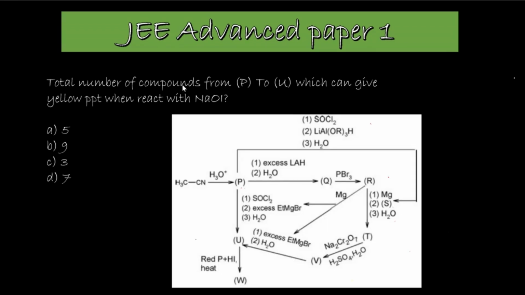Let's see this question. Total number of compounds from P to U which can give yellow precipitate when reacted with sodium hypoiodite. So what is that reaction? It is nothing but our iodoform reaction. What is the criterion to show positive for the iodoform reaction? A CH3 group must be directly attached to the functional group, like acetone or acetaldehyde.